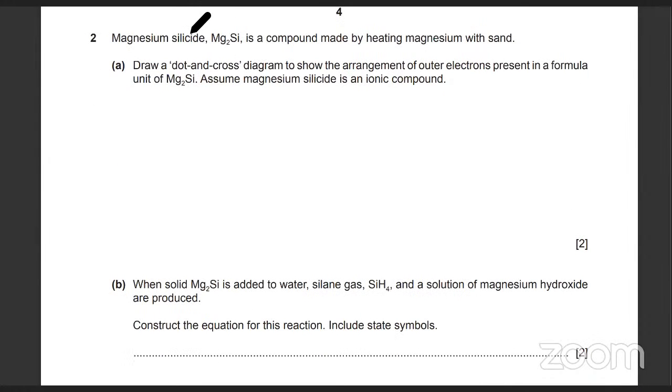Now he's asking: magnesium silicide is a compound that's made by heating magnesium with sand. You're supposed to draw the dot and cross diagram to show the arrangement of outer electrons present in a formula of Mg2Si, assuming it's an ionic compound. So Mg is 2+. So only the outer electrons.